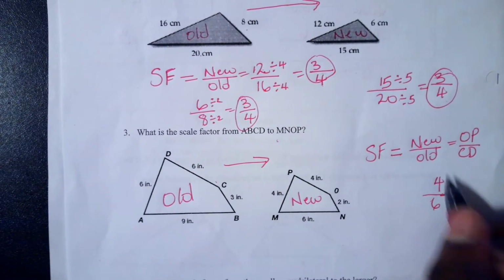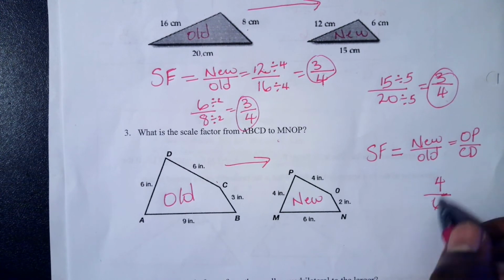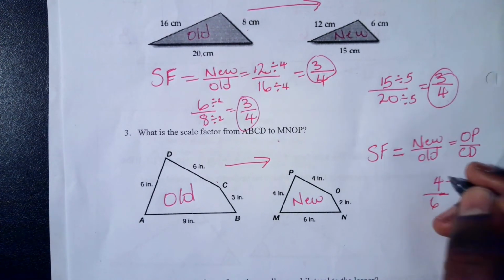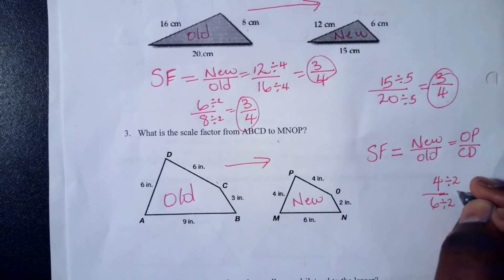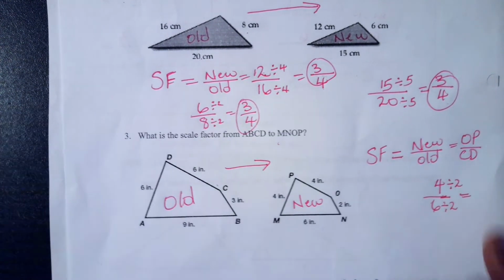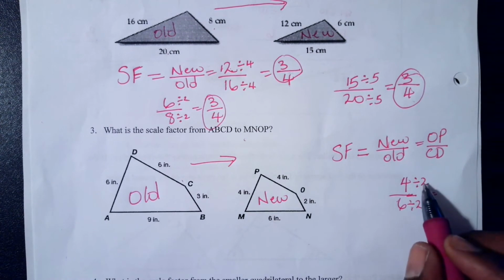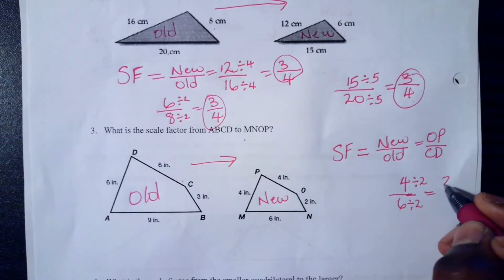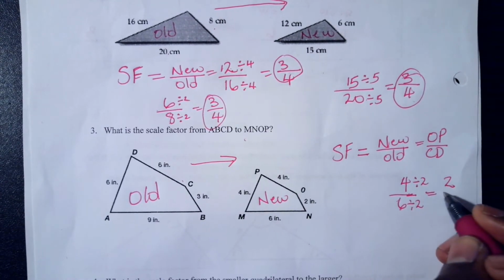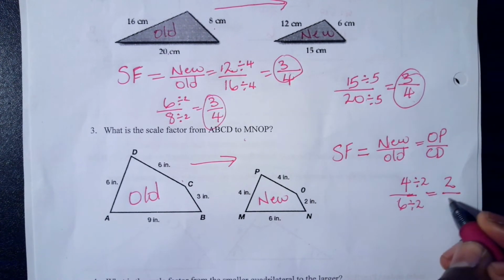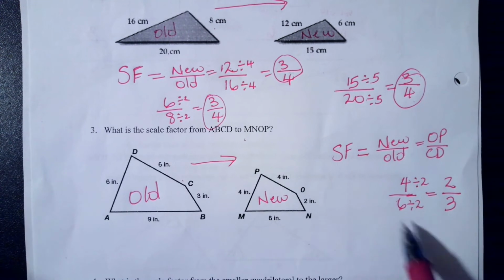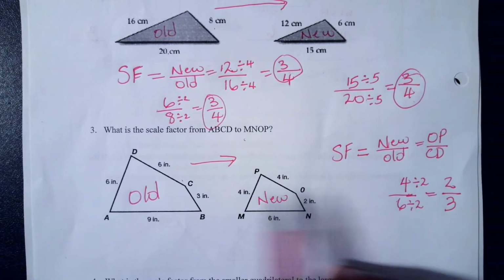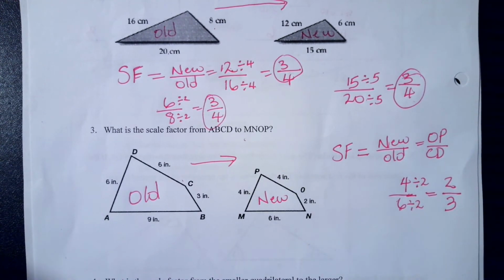And we can find a number to go into 4 and 6 without leaving a remainder, which is 2. So we divide top number and bottom number by 2. 4 divided by 2 is 2. 6 divided by 2 gives me 3. So any one of the corresponding sides you use, you should end up back with the same answer. You can try the other sides on your own.